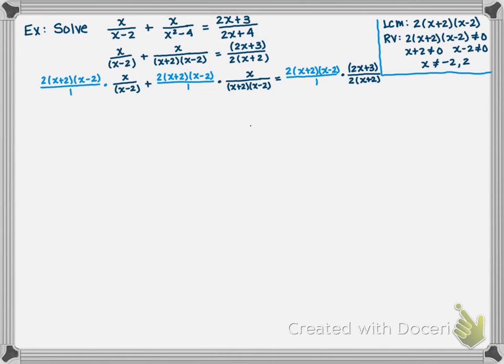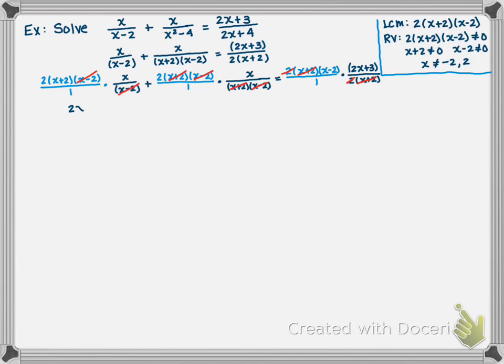Okay, so now let's go through and cancel. So here I can cancel an x minus 2. Here I can cancel x plus 2 and x minus 2. And then here just the 2 and the x plus 2. So let's write down what we're left with. We have 2.